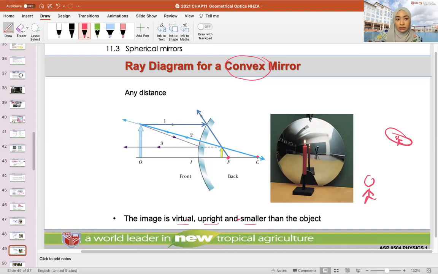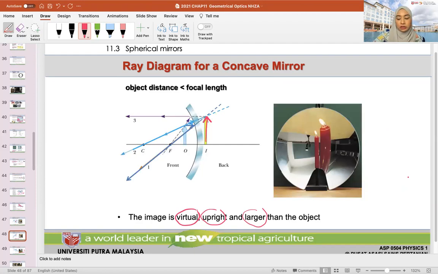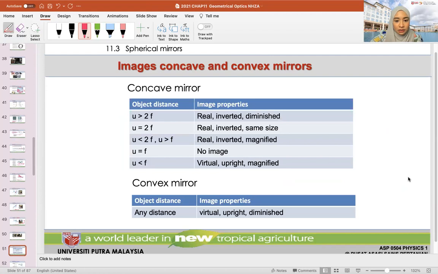So convex mirror dia takkan berubah. No matter where you are, far away or depan mata mirror ni, it will always be virtual, upright and smaller. But for concave, you have a bunch of conditions whereby you can have the image magnified, inverted, upright, smaller, okay? So to summarize, this is the table.